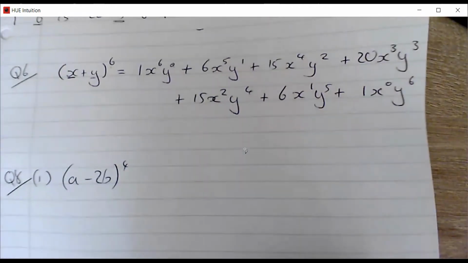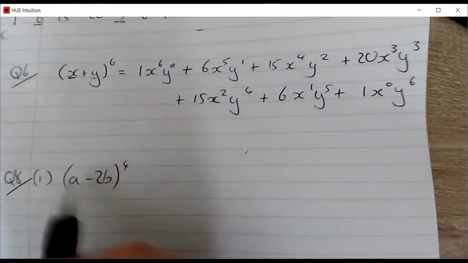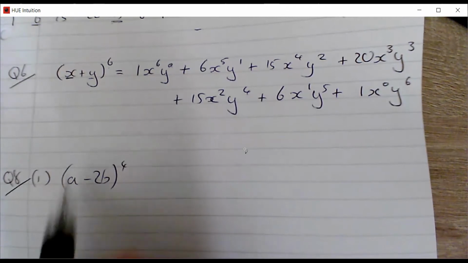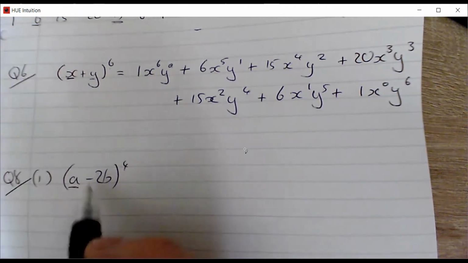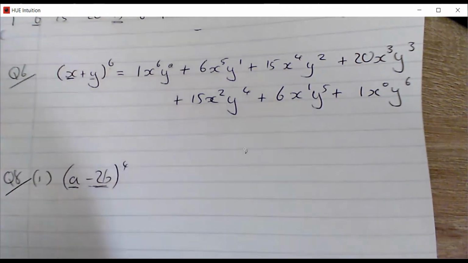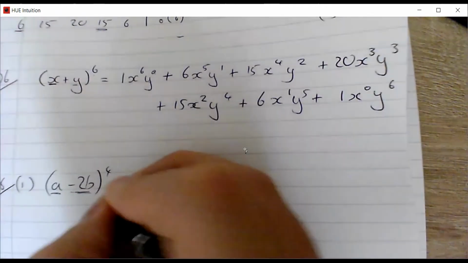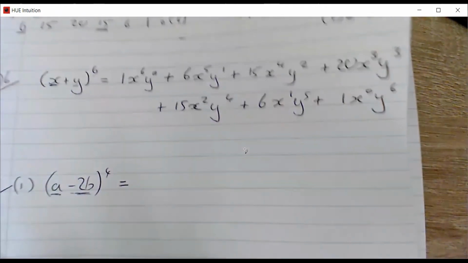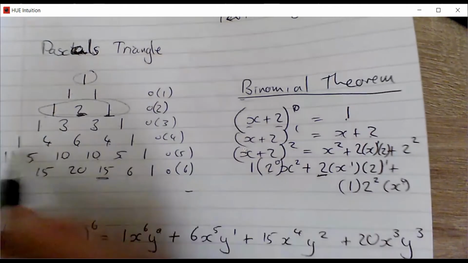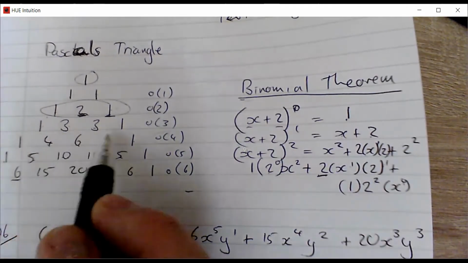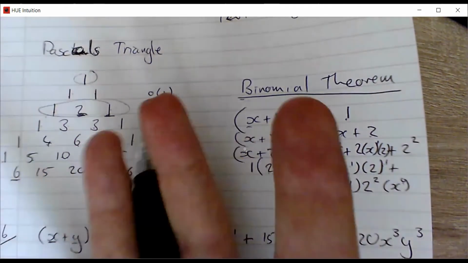It gets a little bit trickier in question 8 part 1 when your two terms aren't as simple as x and y. So your two terms now are a and negative 2b, and don't forget the signs there, okay? So if you want to expand this, you're going to say, well, what are the numbers for an order 4 expansion? They're 1, 4, 6, 4, 1. So I'm going to have 5 terms here.